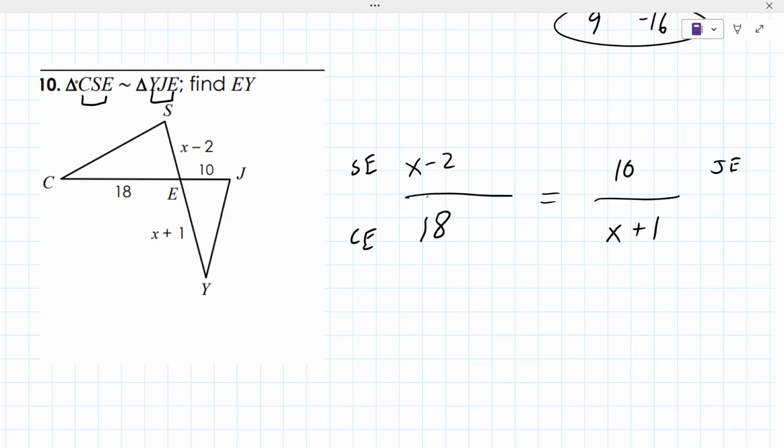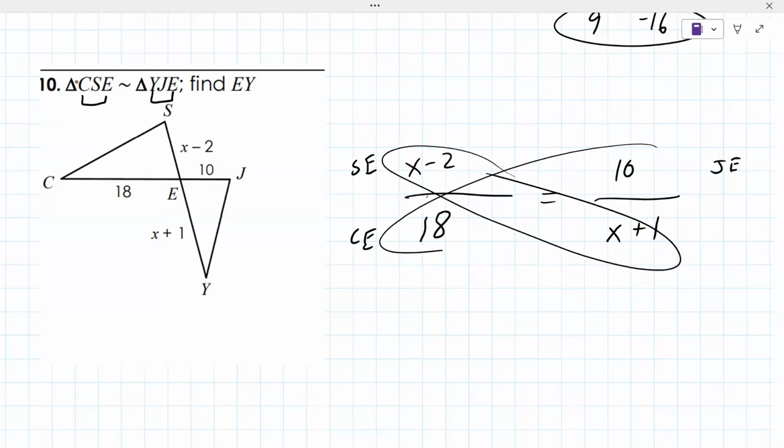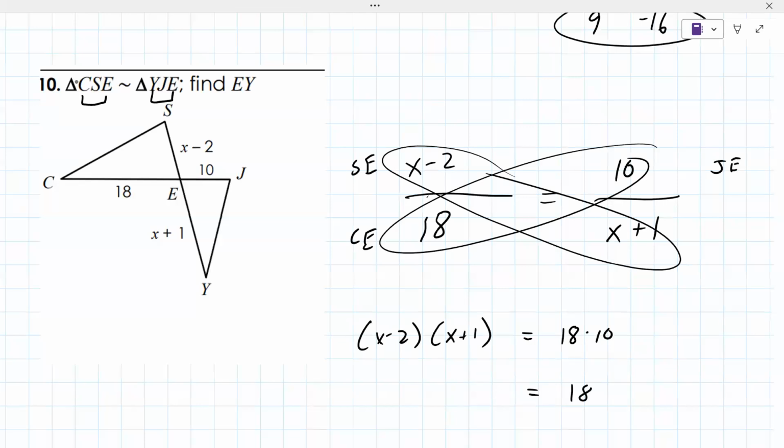Okay. So this time we are diagonally multiplying again. X minus 2 times x plus 1 equals 18 times 10. So you do have to FOIL on the left here. Do you remember FOIL from your class last year? I remember that it was an acronym, but I don't remember that acronym. So sometimes students call it the rainbow method.